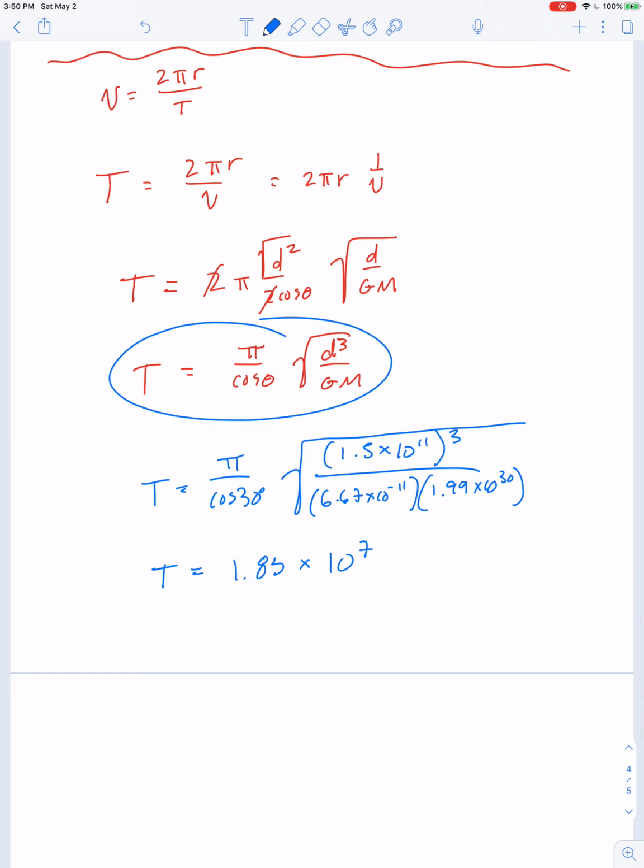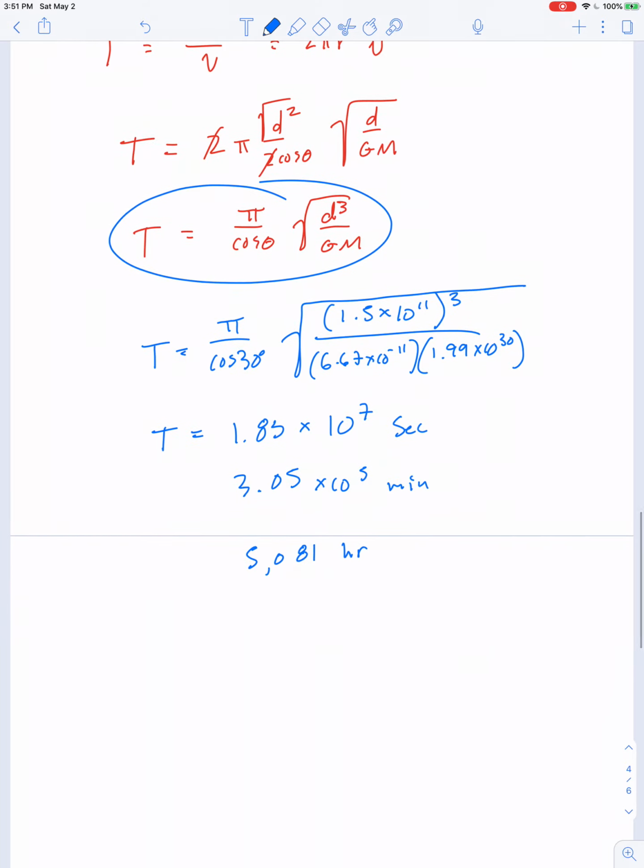Hard to relate to. Let's divide this by 60. Still a very large number. 3.05 times 10 to the 5th minutes. Let's divide that by 60. 5,081 hours. Still hard to relate to. Let's divide that by 24. 211 days. Oh, now I get a sense of it. It's less than a year. In fact, if I divide that by 365, we get about 58% of a year. Okay, so thanks for tuning in.